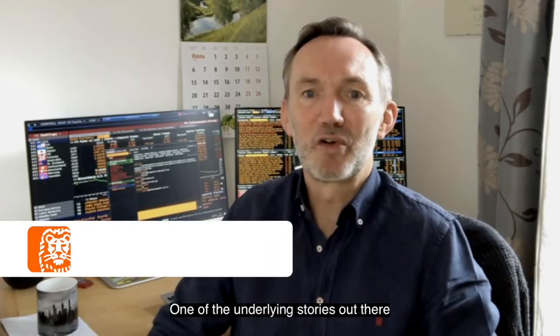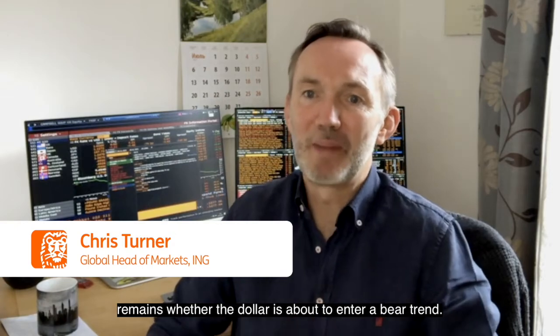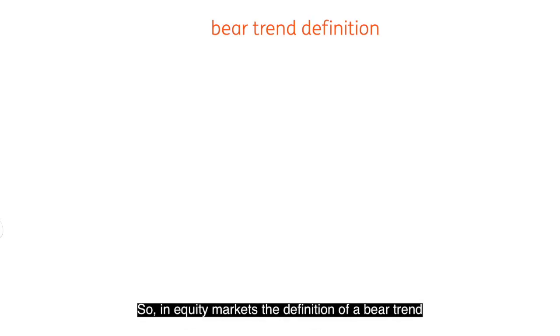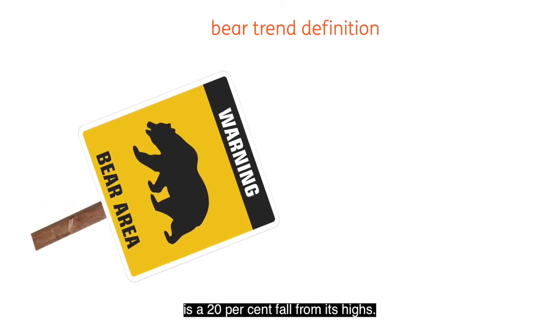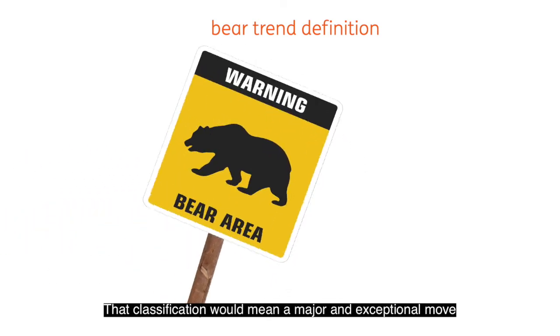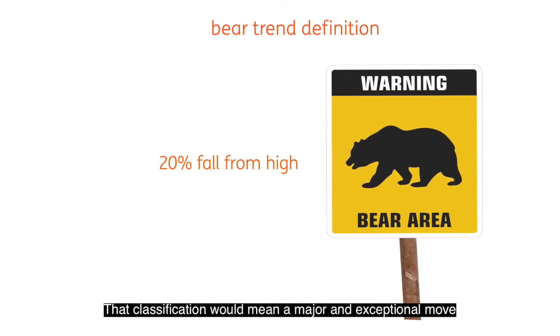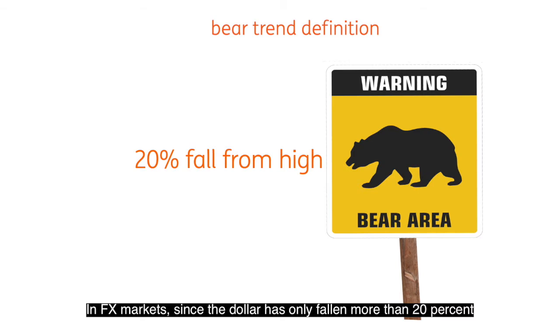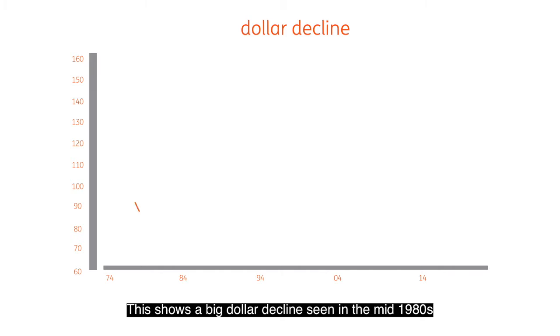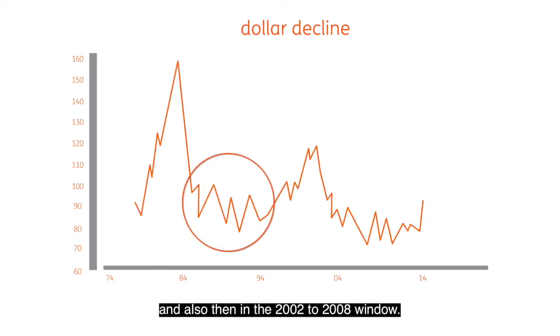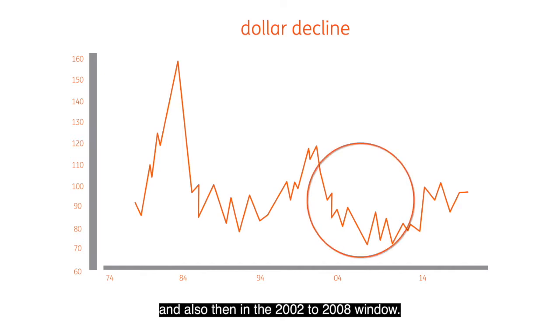One of the underlying stories out there remains whether the dollar is about to enter a bear trend. In equity markets, the definition of a bear trend is a 20% fall from its highs. That classification would mean a major and exceptional move in FX markets, since the dollar has only fallen more than 20% on 2 occasions over the last 40 years. This shows a big dollar decline seen in the mid-1980s and also then in the 2002 to 2008 window.